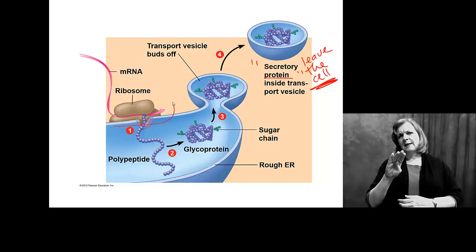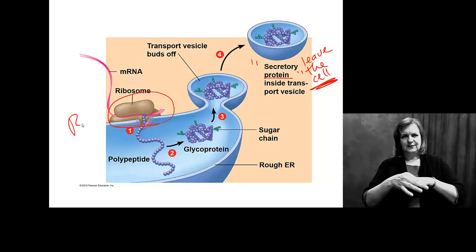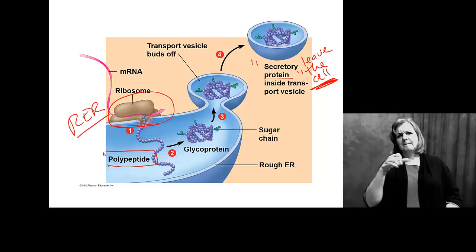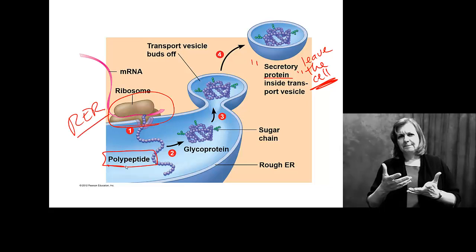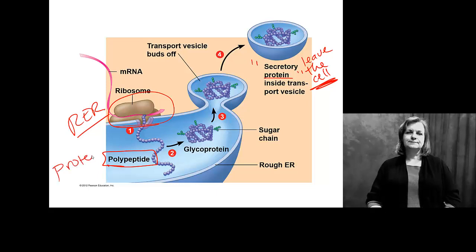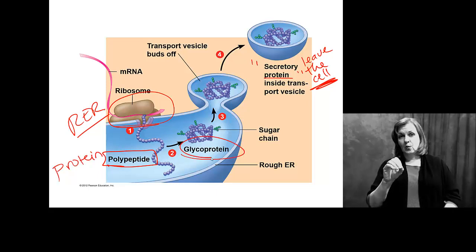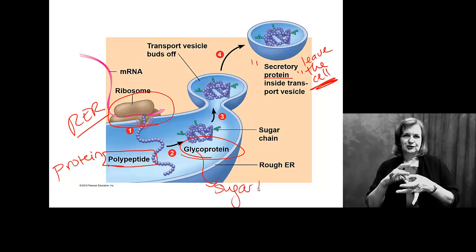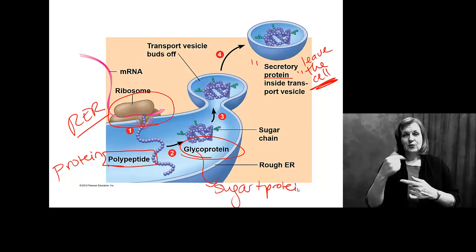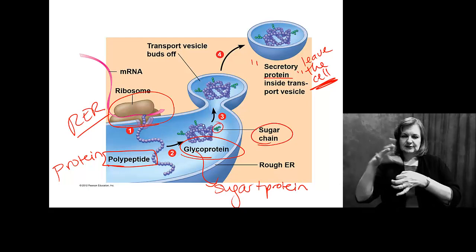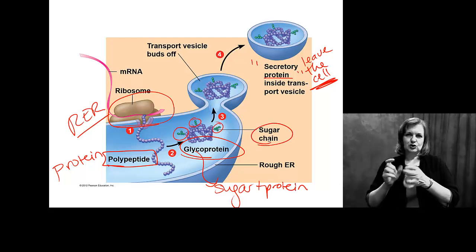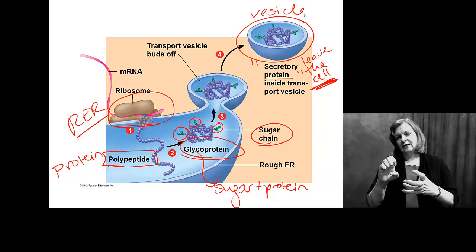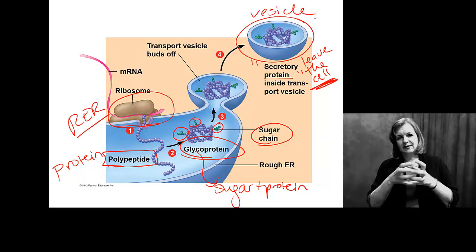You see the ribosome bound here, so we know that this is rough ER. The polypeptide, what was that another name for? Protein, right? And glycoprotein means that it's a sugar plus a protein. And you see these green sugar chains that have been added on. And now this vesicle is going to be transporting the protein for us.